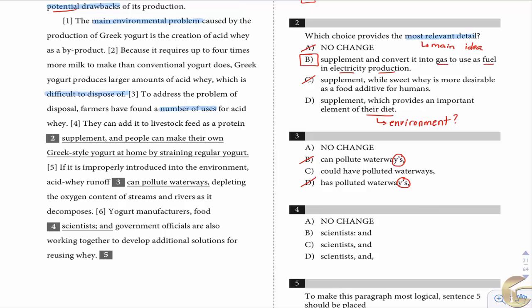So if it is improperly introduced in the environment, acid whey runoff can pollute waterways or could have polluted waterways. So this one we're talking about verb tense, but the best verb tense in number 3 would be "can potentially pollute waterways." So we're going to match that up with answer choice A for having the proper tense for this sentence. So that's going to be number 3.